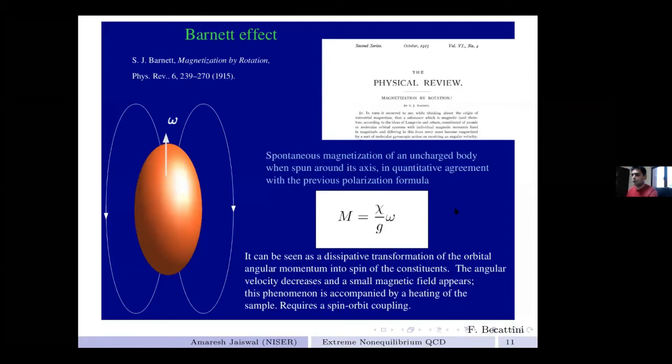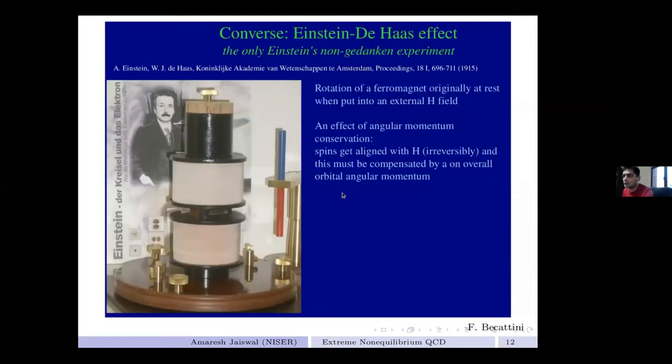Okay. So the way it works is, however, a dissipative aspect, in the sense that the orbital angular momentum is transformed into the spin. So this is a dissipative transformation of orbital angular momentum into its spin constituents, and then the angular velocity decreases, which leads to the appearance of a small magnetic field. However, it also leads to a heating of the sample. Okay, and this phenomenon requires a spin orbit coupling.